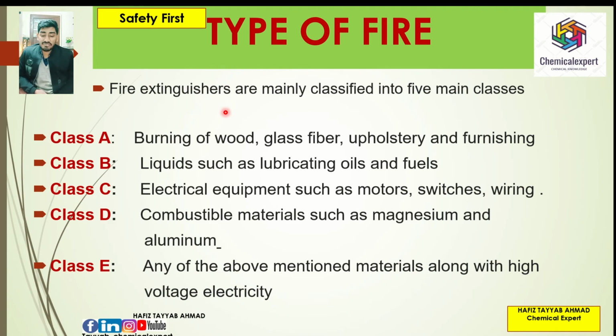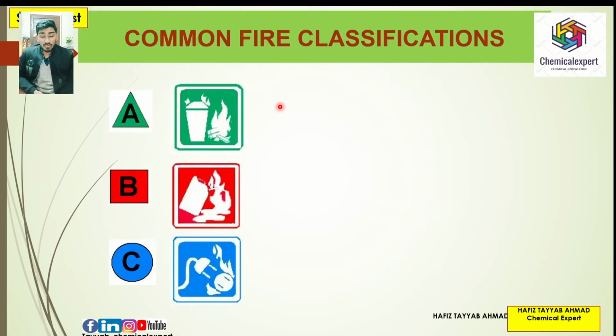Class B fire is related to lubricants and liquid fuels and all those kinds of things. Class C fire is relevant to electric equipment, wire equipment, motors and switches, and all those kinds of things. Class D fire involves combustible metals such as magnesium and aluminium. And E is above and some other material which is high voltage and other things. So these are the five main categories of fire.